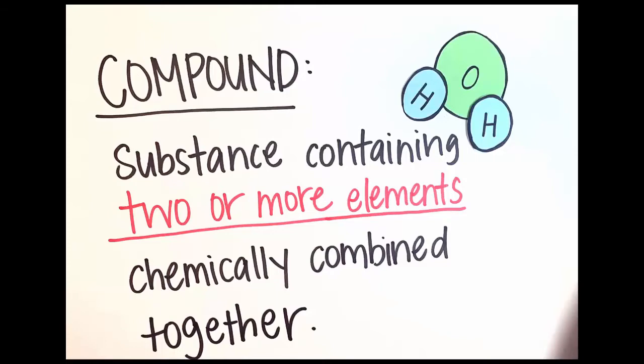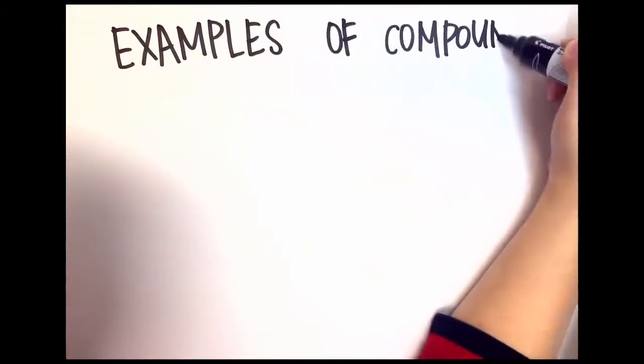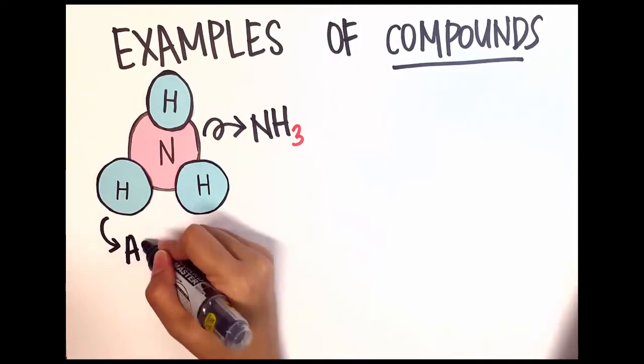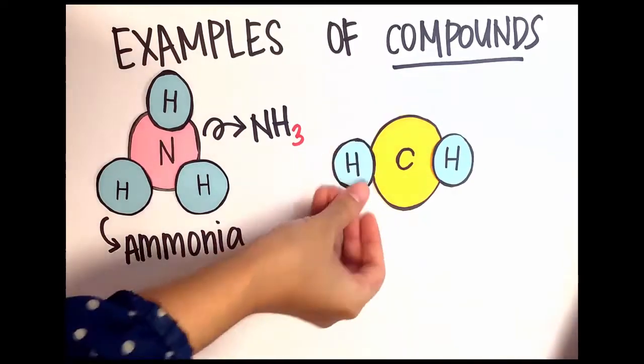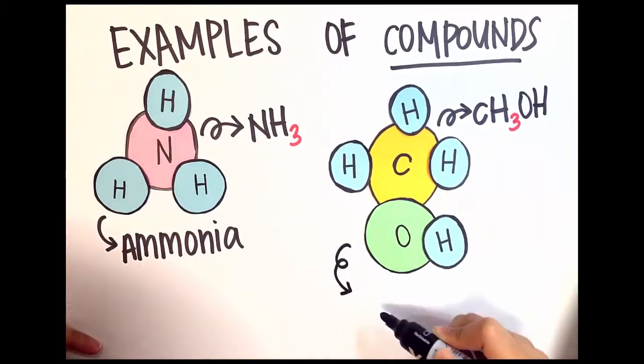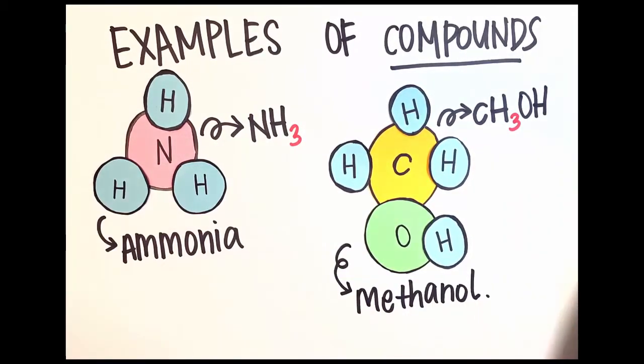Here are more examples of molecules of compounds. NH3 consists of nitrogen and hydrogen atoms and is commonly known as ammonia. CH3OH is made up of carbon, hydrogen and oxygen atoms and is known as methanol.